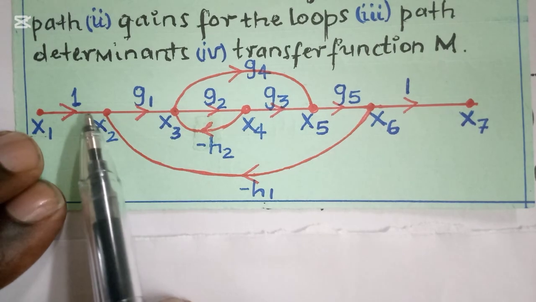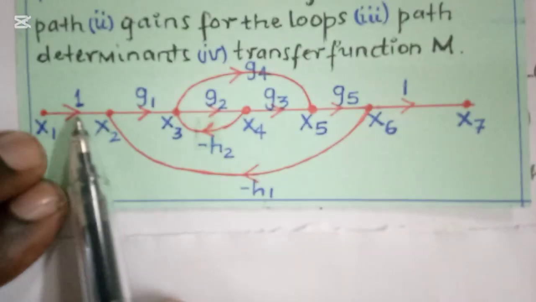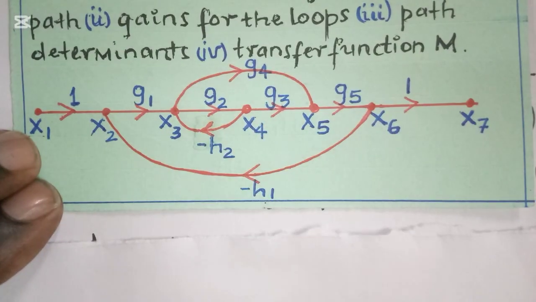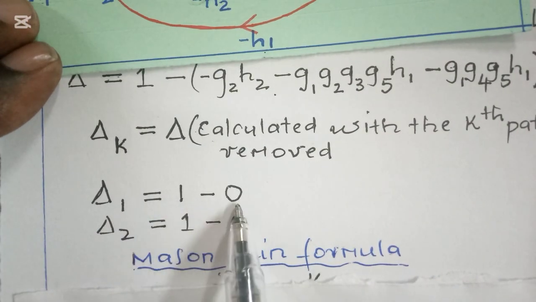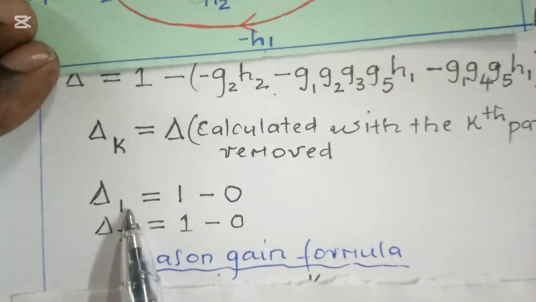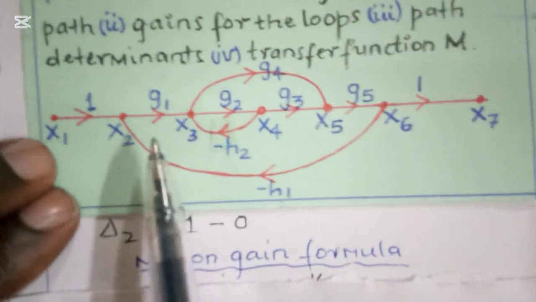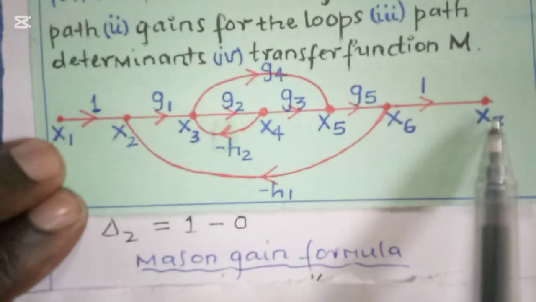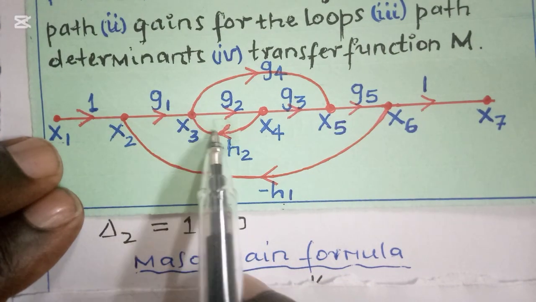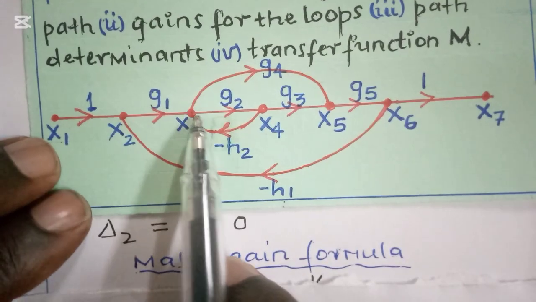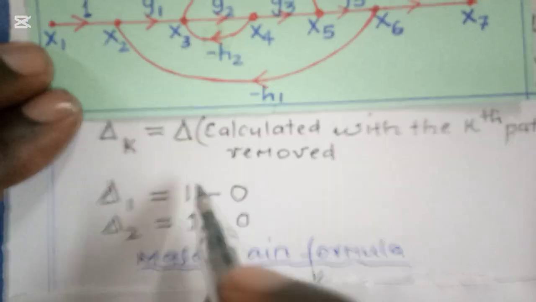Unfortunately, because we have removed the path, we shall not have any loop, because all the loops had passed through that path. And so delta 1 will be 1 minus 0, because as we have said, it is delta but calculated with the kth path removed. The same way, if you remove path 2, you find it will touch every loop, even this small loop, because of this node. When it is removed, this loop will not be able to come back here, because you shall not have a node. And so the same case happens.